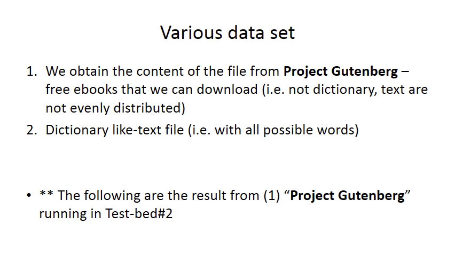The content of the data we obtain comes in two ways. One is from Project Gutenberg, which has free ebooks. They are not a dictionary, which means the text is more evenly distributed. We're also going to run a dictionary-like text file, which means the file has every single word inside it. The following data set we're going to show comes from Project Gutenberg, also on the testbed we described earlier.